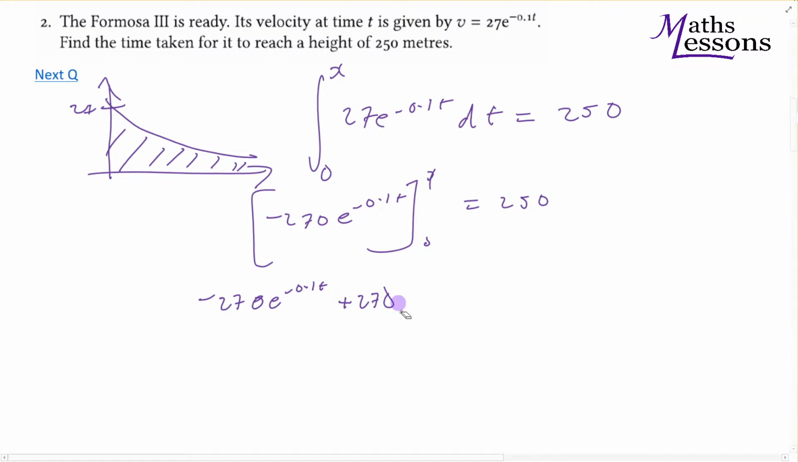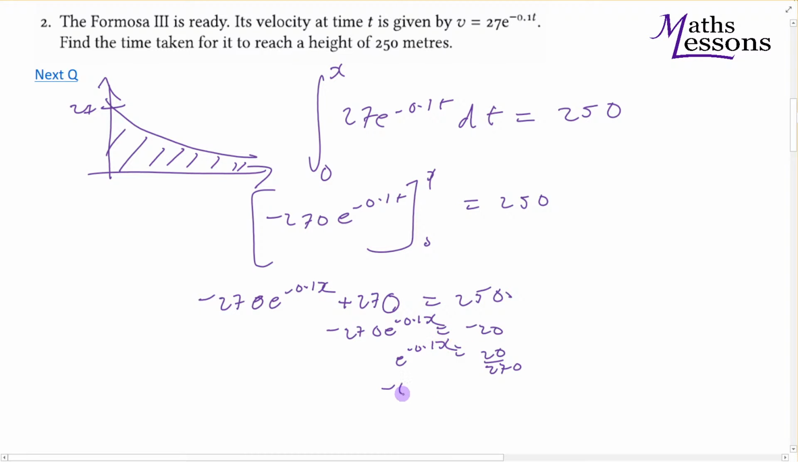Let's just rub that out and make it neater. And that's equal to 250. So therefore, we're going to get minus 270e^(-0.1t) is equal to minus 20. So e^(-0.1t) will equal 20 divided by 270. And we take natural logarithms of both sides. Sorry, I shouldn't have a t in here because I put an x there. So let's just rub out all those t's and turn them into x's. There we go. Rubber's being temperamental.